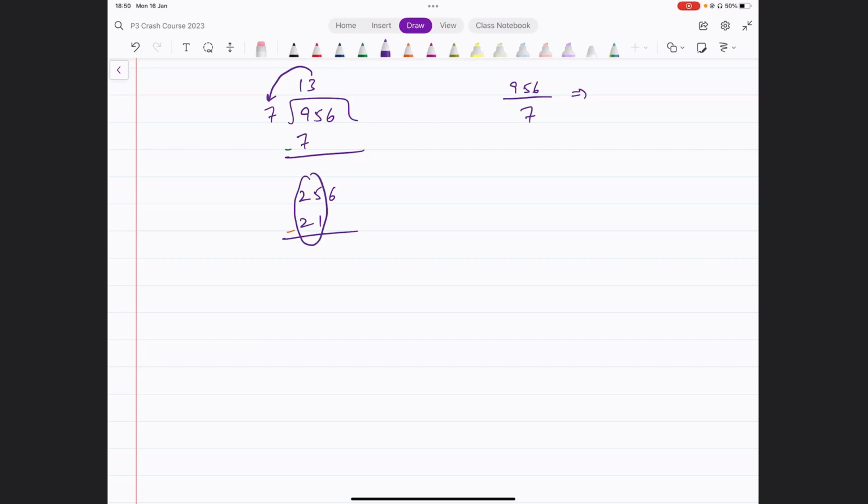25 minus 21, what's that? That is going to give you 4. And then bring down the next number, which is 6. What do you multiply 7 by to get the highest possible number, which is less than 46?